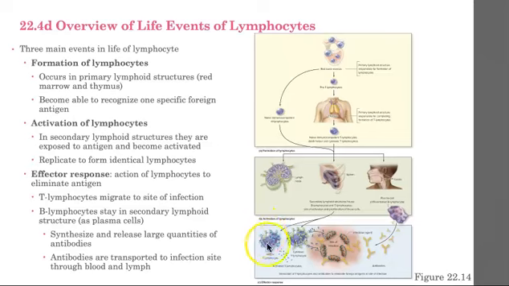The third event is called the effector response. It's the actual action of our lymphocytes to help get rid of this antigen, which belongs to a pathogen within our body. So our T cells are going to migrate to the site of infection, whereas our B cells stay in the secondary lymphoid structure and start to create plasma cells, which also are going to proliferate, that are in charge of synthesizing and releasing large quantities of antibodies. And the antibodies, that is, will travel over to the infection site through the blood and the lymph so they can combat the pathogen.